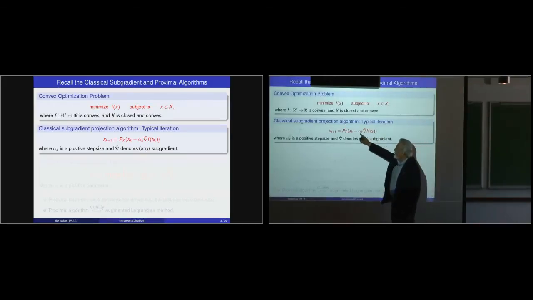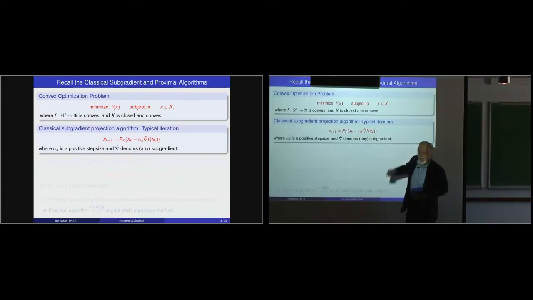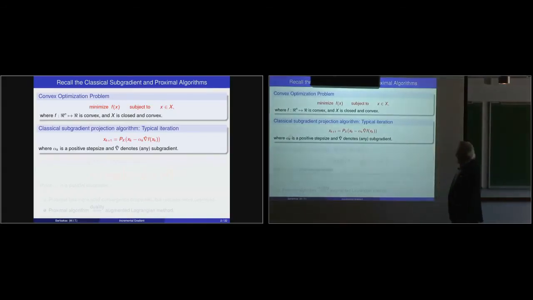Now, alpha k is a step size. So what this algorithm does is it starts at the current point, goes in the direction of the negative gradient or subgradient by an amount alpha k, and then projects back on the constraint set X. If there is no projection, the problem is unconstrained. This becomes the classical gradient method, very fundamental.